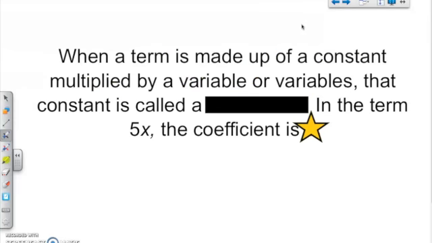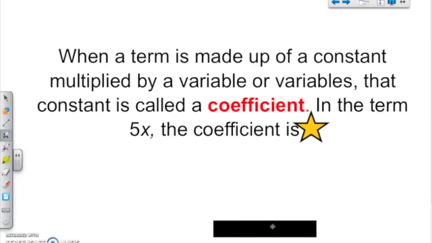Now, when a term is made up of a constant multiplied by a variable or variables, we call that constant a coefficient. In the term 5x, our coefficient is going to be 5. A way to remember what a coefficient is: the root word co means depends on. So it depends on that constant having something else attached to it. In this case, we have the 5 and the x connected to each other. They depend on each other. They coexist. So the 5 is our coefficient, as opposed to when you just see a 5 all by itself, it doesn't have anything going along with it.